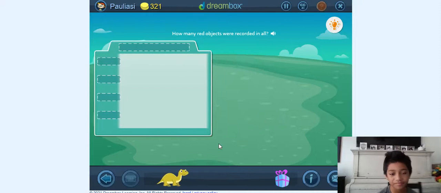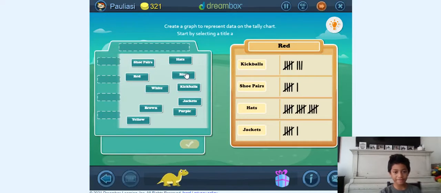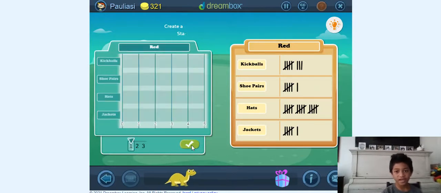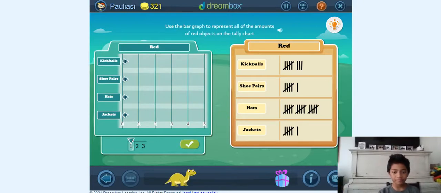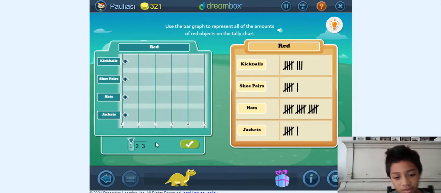Now we're going to do the next problem. How many red objects are we putting on? Let's just copy it again. So red, try to find red. So red, kickballs, shoe pairs, then jackets, and hats. Now we're trying to find how many. So let's move on to 3.